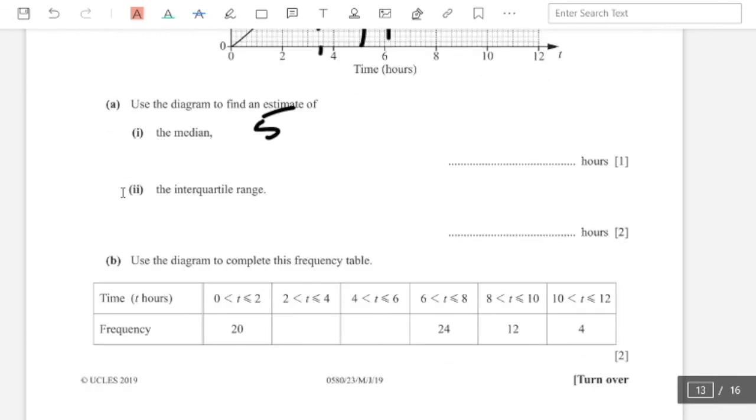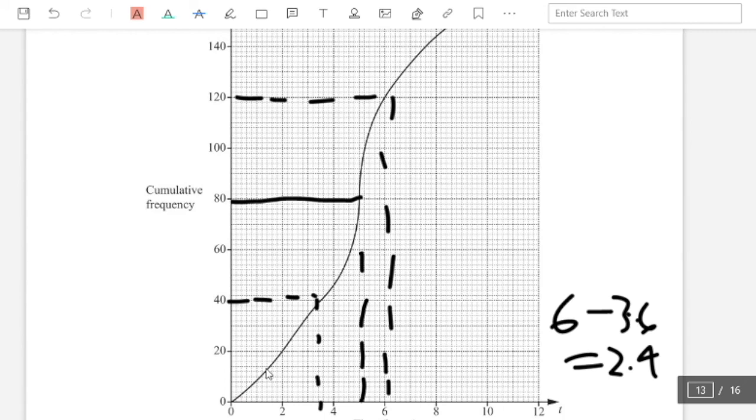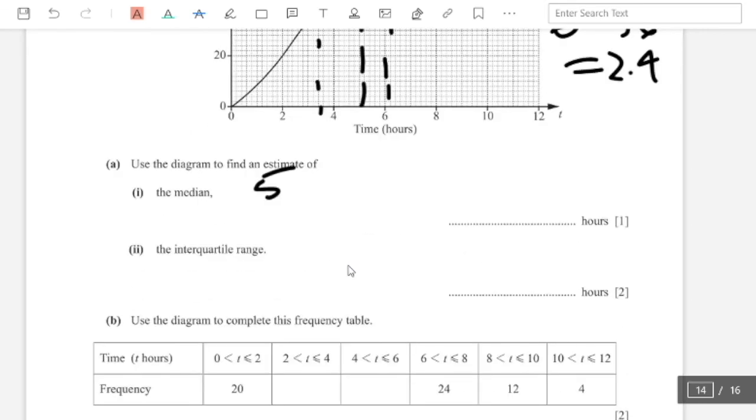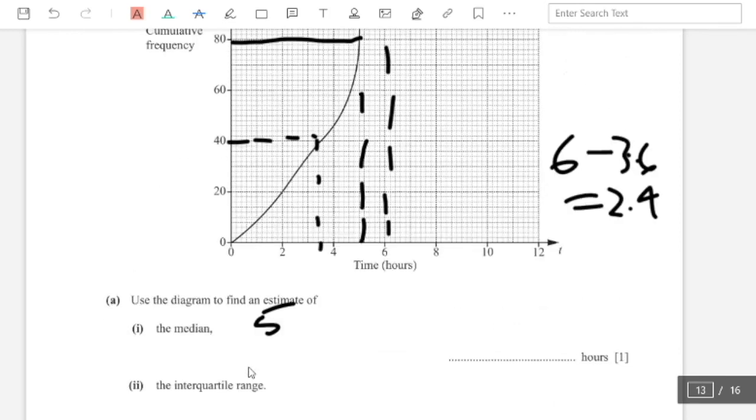B, use the diagram to complete the frequency table. Alright, so since this is a cumulative frequency graph, each value on the y-axis is the result of the frequency added to the previous frequency values, which means this value is going to be the frequency itself plus 20.